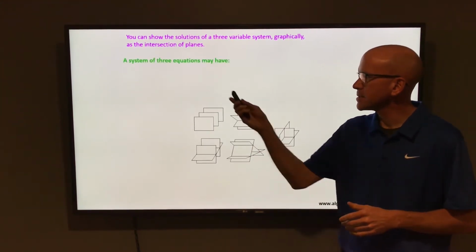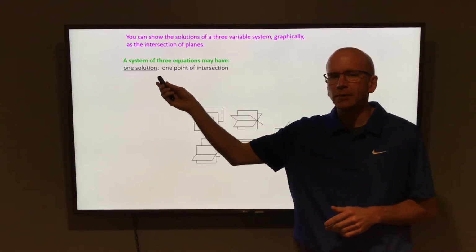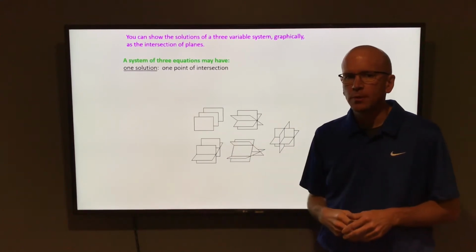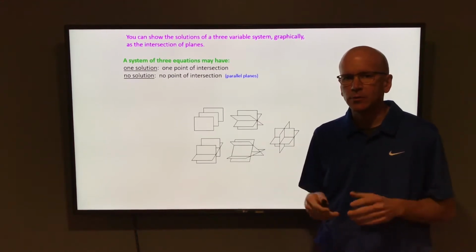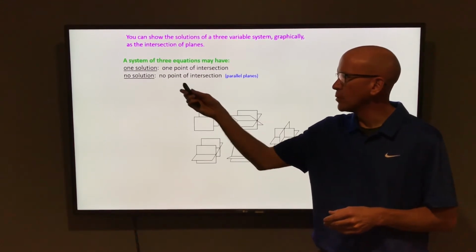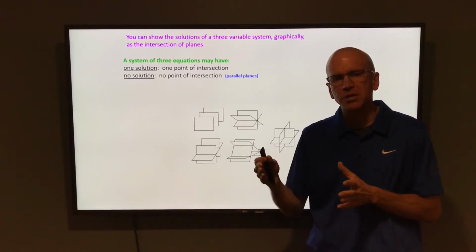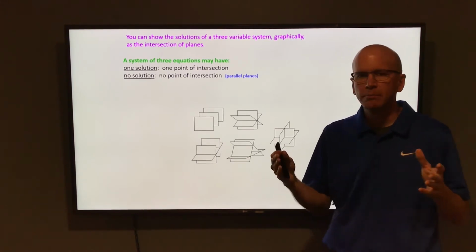A system of 3 equations may have one solution. That would be one point of intersection. So if you have 3 planes, they may intersect at one point. There would be one solution, in other words, one point with x, y, and z coordinates. You may have no solution, no point of intersection. So you could have 3 planes. Imagine 3 sheets of paper with no points of intersection. In other words, they would be parallel planes.